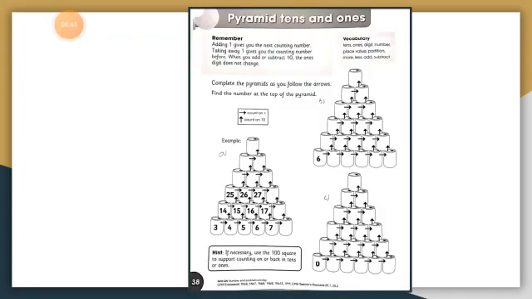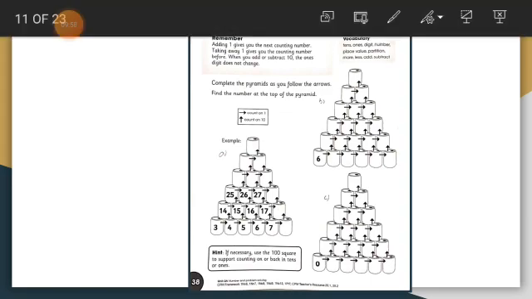This is page number 38. Okay, what do we have on this page? We have a pyramid, tens and ones. We're going to solve the pyramid, and what will you do in your mind? You will keep in your mind these arrows. Okay, let me highlight the arrows. These arrows, okay? The direction of the arrows you are going to keep in your mind, and you are going to solve these pyramids.